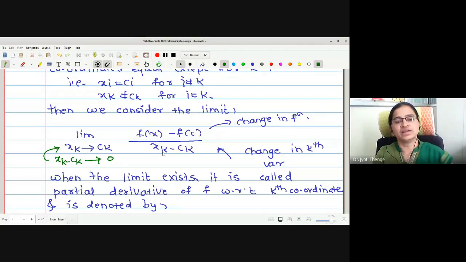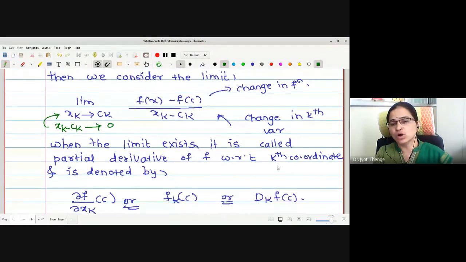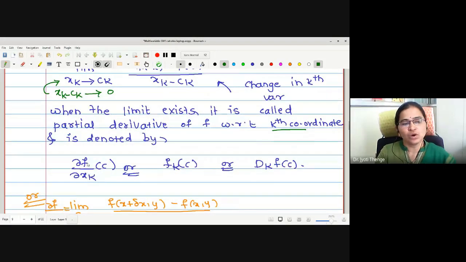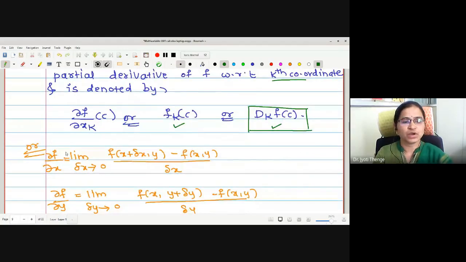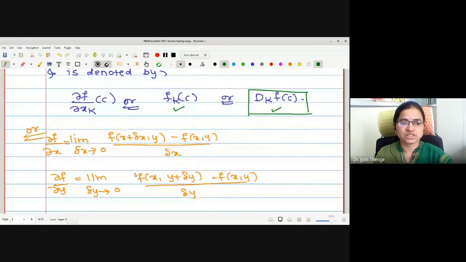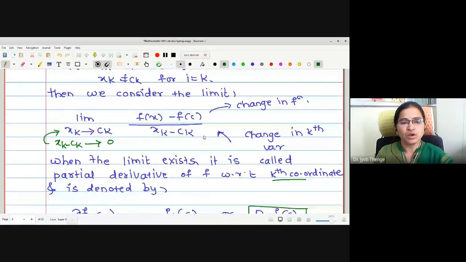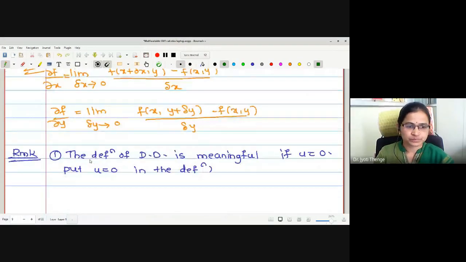And this is the derivative of the given function with respect to the kth coordinate, and the symbol we were using is dou f by dou xk at the point c, or fk of c, or Dk f of c. In this unit, we were using the symbol Dk f at the point c for the partial derivative. Okay, this is what we have just seen for functions of two variables, and the definitions are exactly the same.